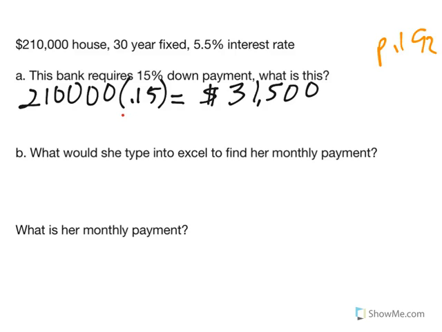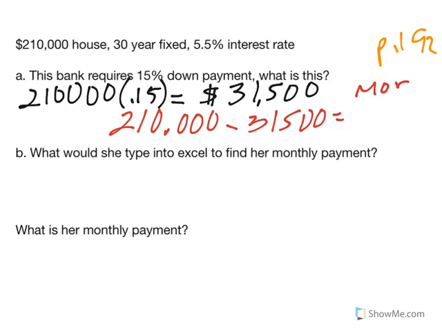How much will she have to mortgage? So I think I misspoke earlier. I apologize. So I'm going to take that 210 and I'm going to subtract the 31.5. So she needs to mortgage $178,500. So that's the amount that she will need to mortgage.